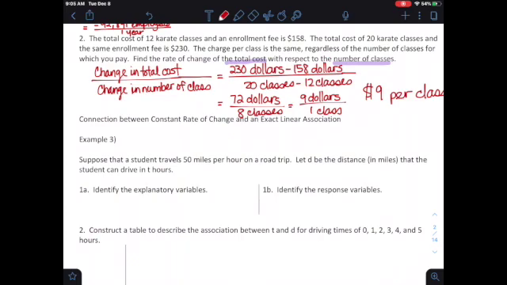We're going to talk about the connection between constant rate of change and exact linear association. So example 3 says, suppose that a student travels 50 miles per hour on a road trip. Let D be the distance that the student can travel in T hours. First of all, we're going to identify the explanatory variable and the response variable. Pause the video. You should be able to do that right now.